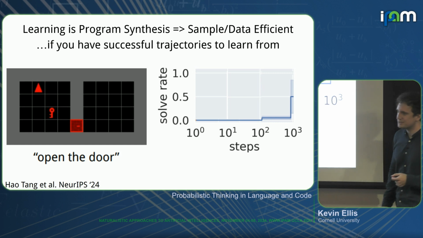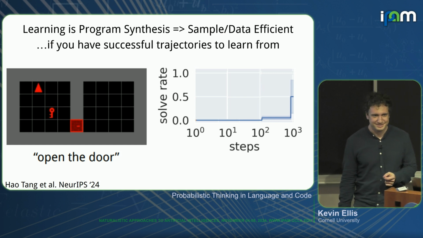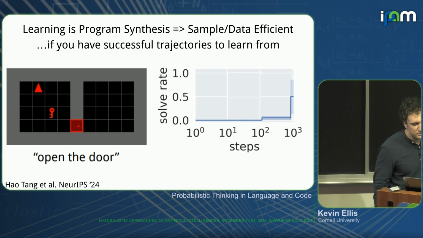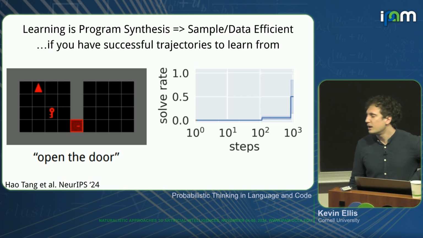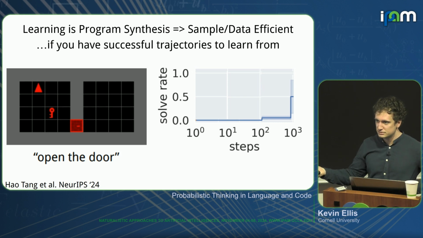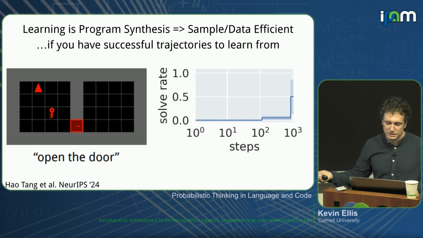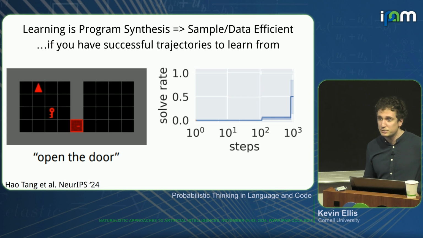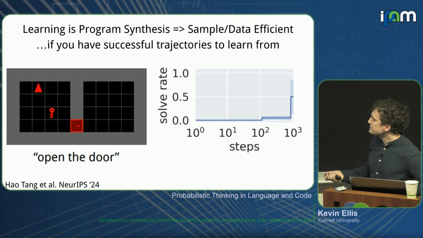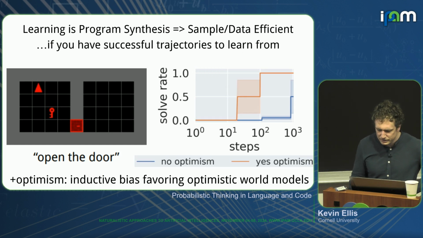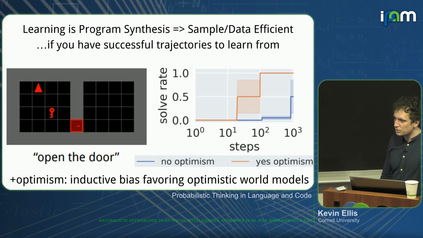Instead, it took thousands of examples to learn how to open the door. So this was discouraging, but then we thought a bit more, and we realized that this is because we're only going to learn how the world works if we have good examples that demonstrate the dynamics of the world. So we need some good data, meaning that we need some kind of bias toward exploration. And there are many ways of doing this in reinforcement learning, but one that was kind of interesting from a program synthesis perspective is this kind of bias toward optimistic world models.